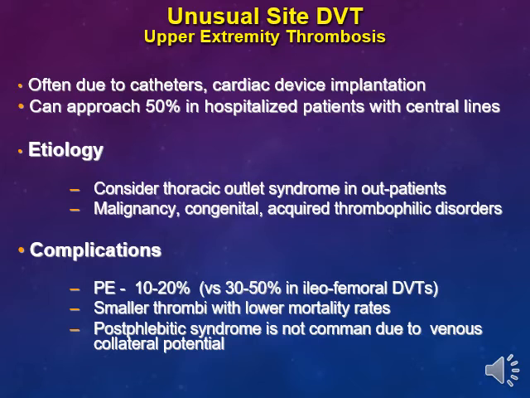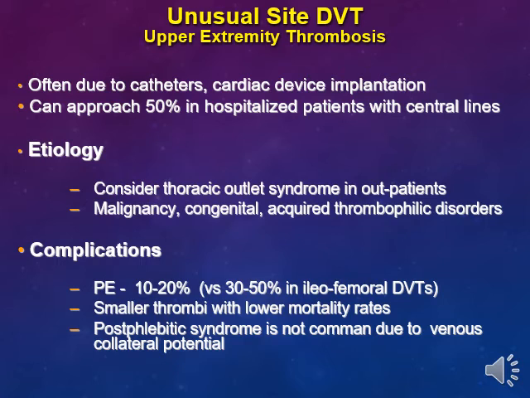Now we're reaching the last part of this lecture, which is the unusual sites of DVT. Upper extremity thrombosis is usually present due to thoracic outlet syndrome and compression of the subclavian vein, or the presence of malignancy like breast cancer, or in congenital or acquired thrombophilia.